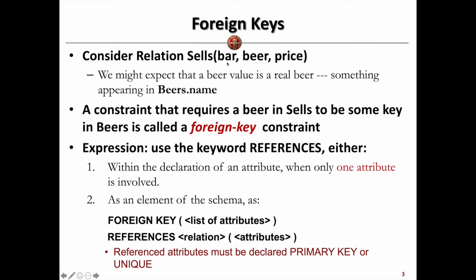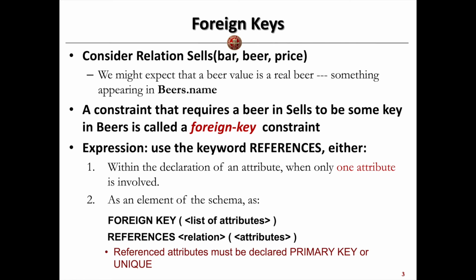We need to borrow the attributes bar and beer, which are actually the key for the bar's table or the relation, as well as the beer relation, right? And we need to declare this bar attribute and beer attribute to be the foreign key in the sales table. And we might expect that beer value is really a beer. In other words, it should be something appearing in the beer's table, right?